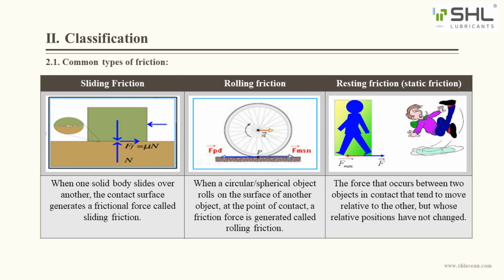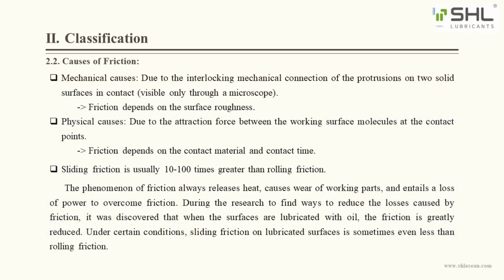Next is rolling friction. When a circular or spherical object rolls on the surface of another object, at the point of contact a frictional force is generated, called rolling friction. Finally, resting friction: the force that occurs between two objects in contact that tend to move relative to each other, but their relative positions do not change. It is called resting friction.